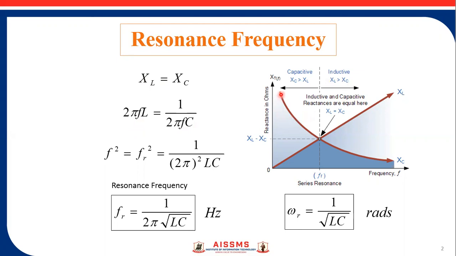So this is the XC graph, and this is XL. Frequency is inversely proportional to XC, and frequency is directly proportional to XL. So this is the reactance versus frequency graph.